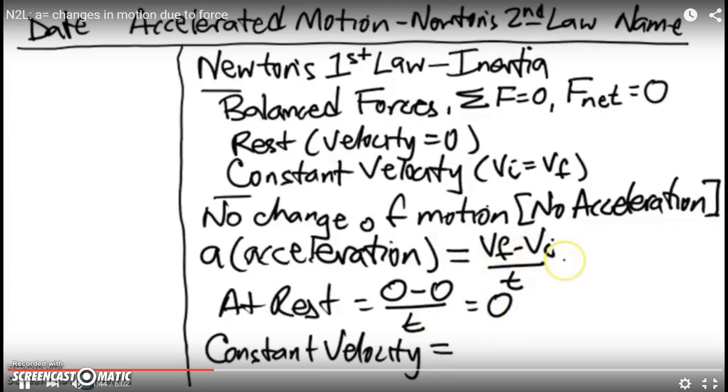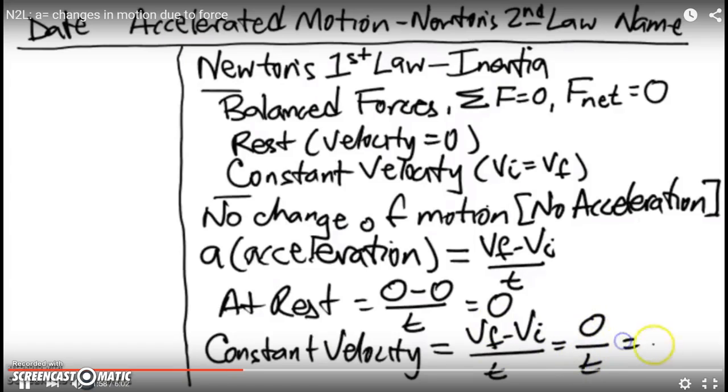Let's take a look at when we have constant velocity. We'll take our final velocity minus our initial velocity divided by time. If our final and initial velocity are the same, that means when we subtract those, we get zero. So that is equal to our acceleration. Again, our acceleration is equal to zero.